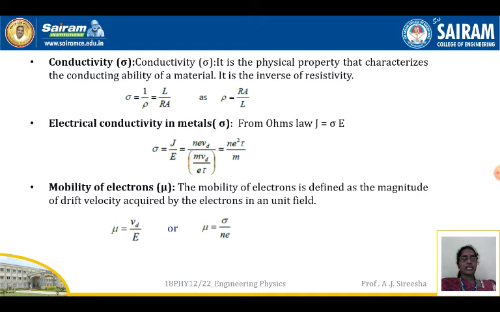Electrical conductivity in a metal, sigma, is given by current density per unit electric field. So putting the values of J equal to nevd and E, we get sigma equal to ne squared tau by m. Mobility of electrons: the mobility of electrons is defined as the magnitude of drift velocity acquired by electrons in a unit field. Mu is equal to Vd by E, or mu is equal to sigma by ne.